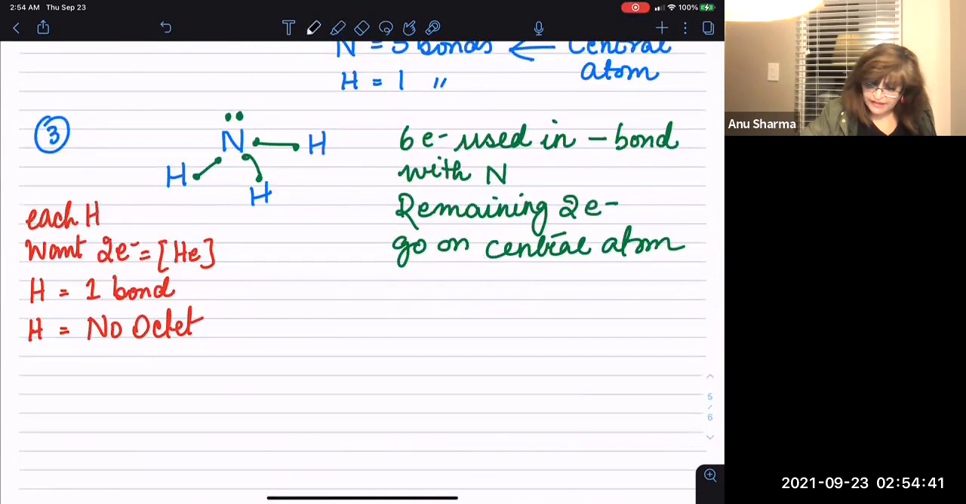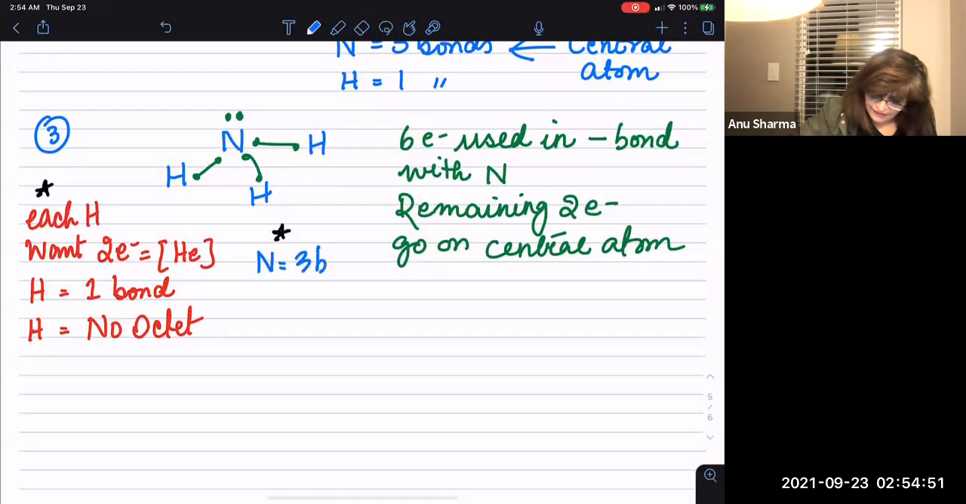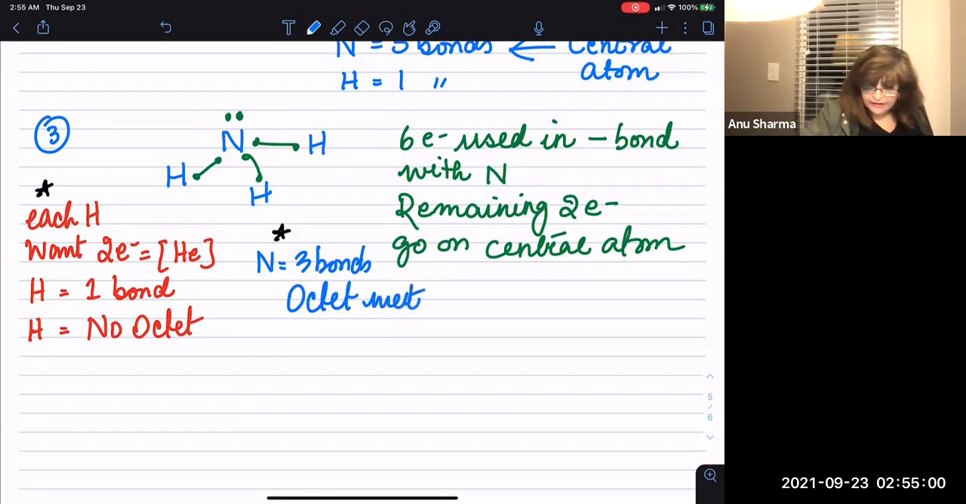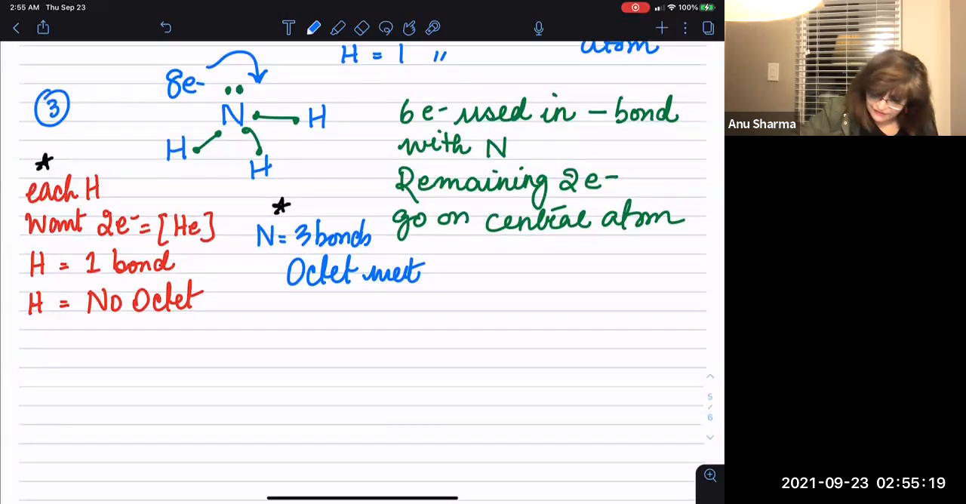So this is done. Look at nitrogen also. Nitrogen is making three bonds and the octet of nitrogen is also met. If you look at nitrogen, 1, 2, 3, 4, 5, 6 electrons got used up with the hydrogens, and the remaining two are on nitrogen. So overall, 8 electrons total for nitrogen, and it's happy with that. That's the Lewis structure, which looks like this, and it's always at an angle.